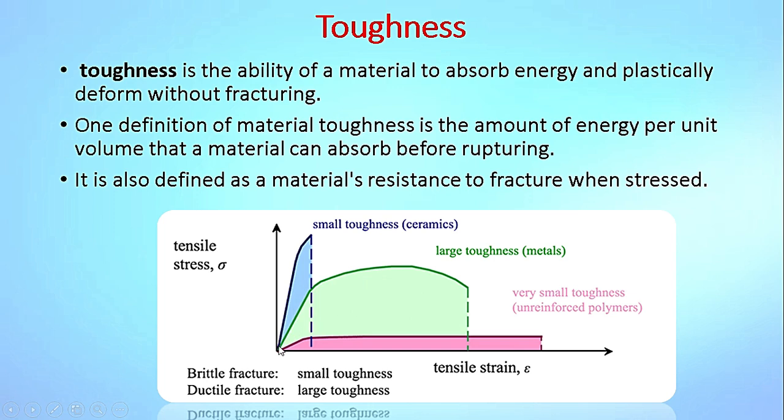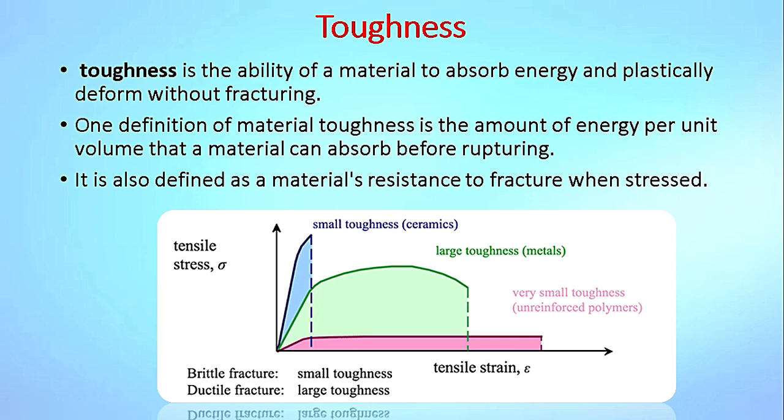Here we can see that this metal stretches up to this elastic limit, and after that it deforms. This is plastic deformation, and the area below this curve is the energy absorbed by this metal, meaning it has very high toughness compared to ceramics. This ceramic has very low toughness.